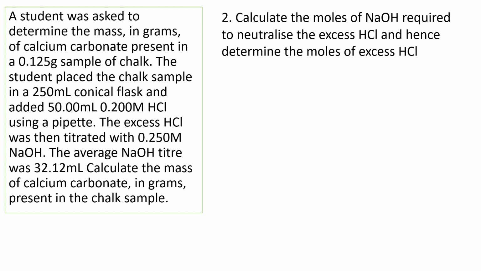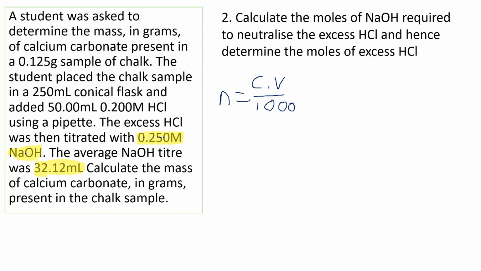Okay, so we're going to go into the question and I'm going to highlight the bits that we need. We're going to need the concentration of the sodium hydroxide, highlighting this in yellow, which was 0.25, and the volume of the sodium hydroxide, which was 32.12. So the formula that we need is n equals C times V over 1,000.